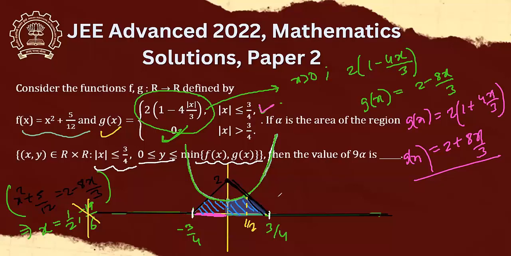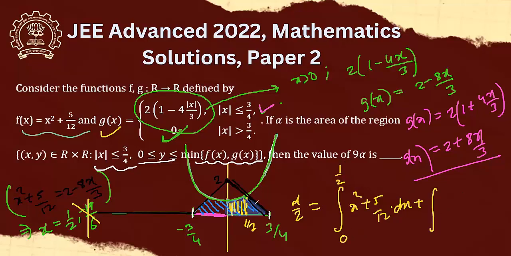Alpha is the whole region that I need. Alpha by 2 I can write as integration of this region here. Below that green line, that is the integral of x squared plus 5 upon 12 dx from 0 until 1 by 2, and then after that the function is the black line here. For that I will write the graph is of 2 minus 8x by 3. The limits are from 1 by 2 to 3 by 4. So this is going to be alpha by 2.